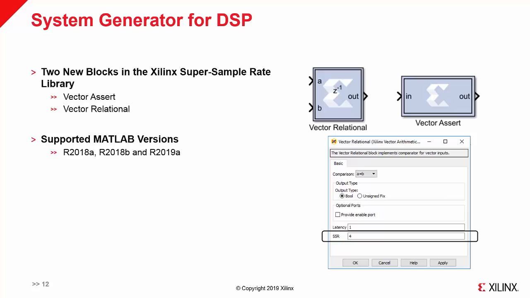For System Generator, we are introducing two new super sample rate blocks. The Vector Assert and the Vector Relational blocks support all Xilinx devices, including the Zynq UltraScale Plus RF SoC. The Vector Assert block will trigger if any element in the vector is 0 or not, and the Vector Relational block implements a comparator between the two input vectors. If you want to learn more about super sample rate blocks, please refer to the System Generator User Guide.